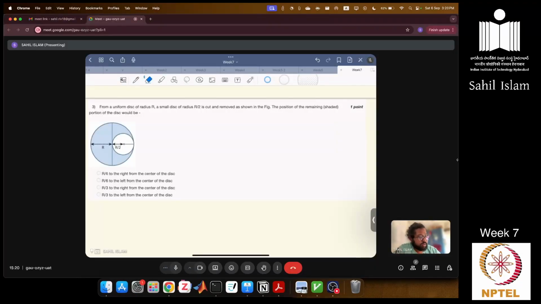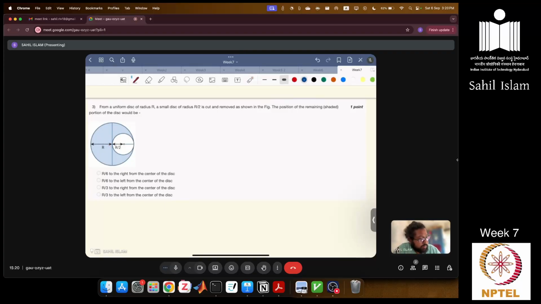Let's go. Okay. So from a uniform disk of radius r, a small disk of radius r by 2 is cut and removed. So this part has been removed. So the position of the remaining shaded portion would be, from the symmetry we can tell that initially the center of mass is at the middle. So let's take this middle.